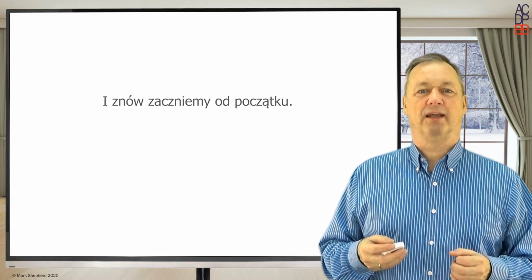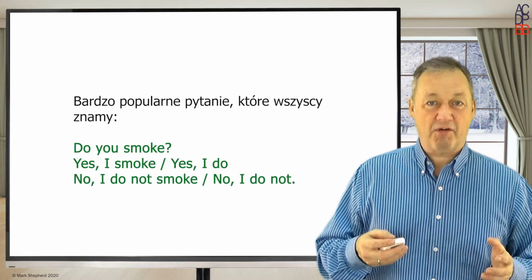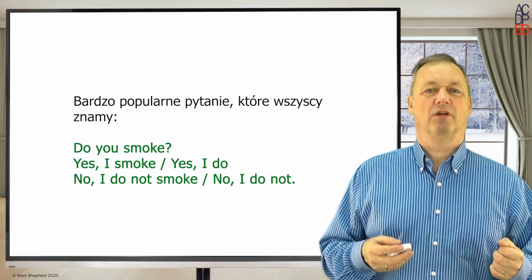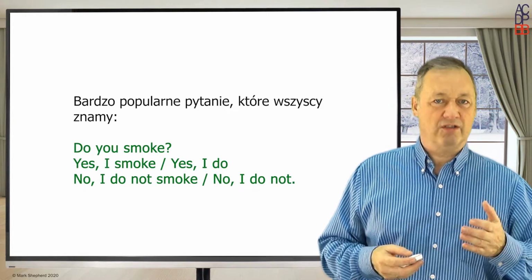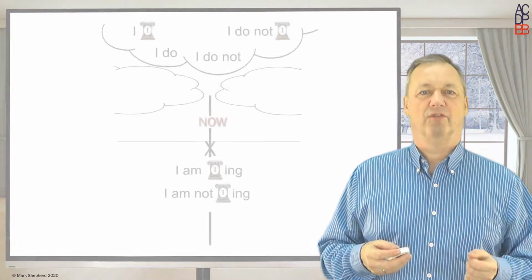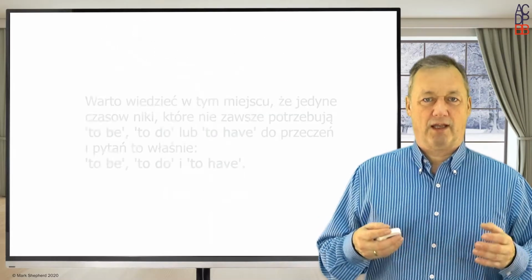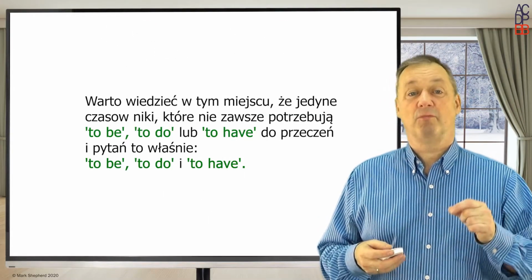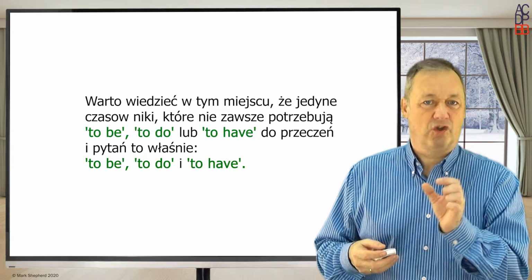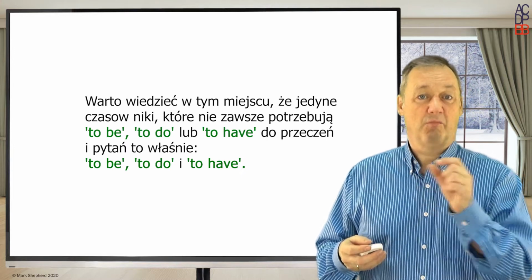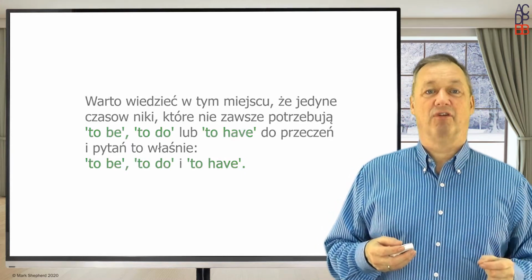We'll start at the beginning again. A very common question we all know. Do you smoke? Yes, I smoke. Yes, I do. No, I do not smoke. No, I do not. The question, one of the positive answers and both of the negative answers use the verb to do. It's worth knowing at this point that the only verbs that do not always need to be, to do, or to have for the negatives in the questions are to be, to do, and to have.